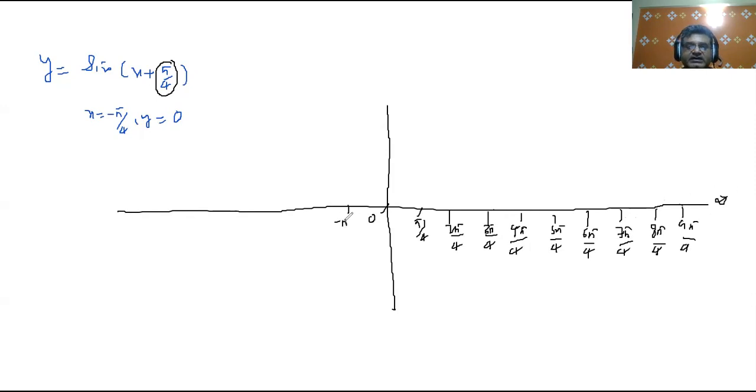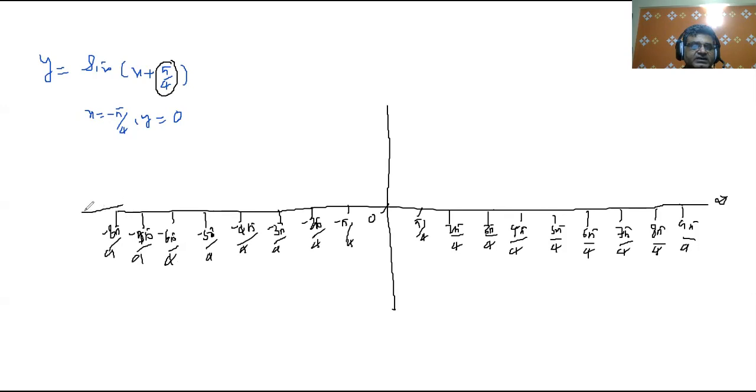Here it is minus pi by 4, minus 2 pi by 4, minus 3 pi by 4, minus 4 pi by 4, minus 5 pi by 4, minus 6 pi by 4, minus 7 pi by 4, minus 8 pi by 4. Similarly, minus 9 pi by 4, it is going up to minus infinity.